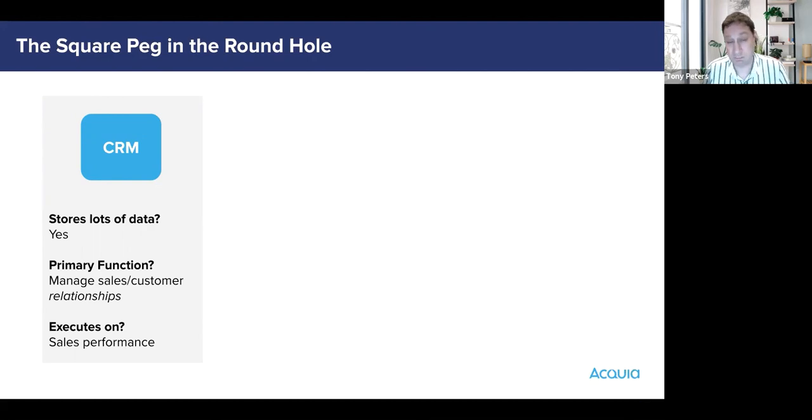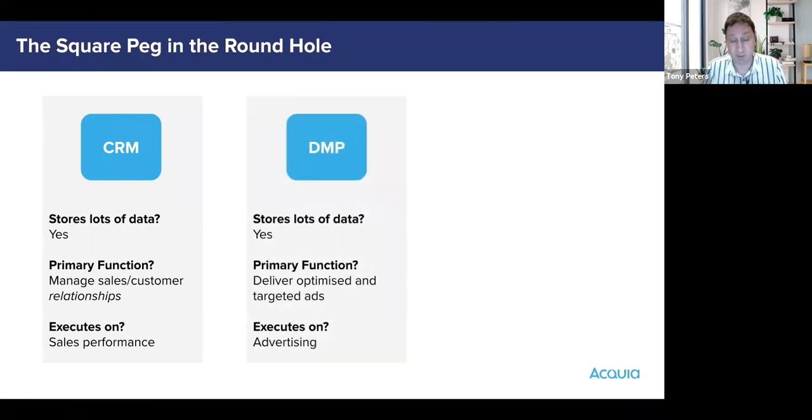So even though some people say, okay, great, I've got a CDP in there, there's a good chance, and we've seen this, that actually it's been sold in or set up so that the CRM is trying to be their CDP. We see this with a DMP as well. So many of our customers have DMPs. Yes, it can store lots of data, lots of segmentation data and things like that. But its primary function is to deliver optimized and targeted ads, and it executes primarily on advertising and segmentation.